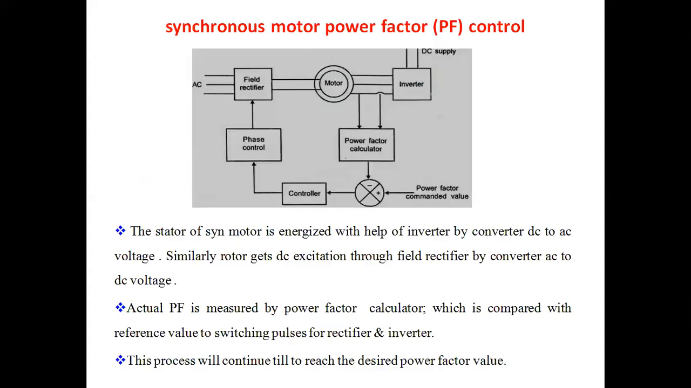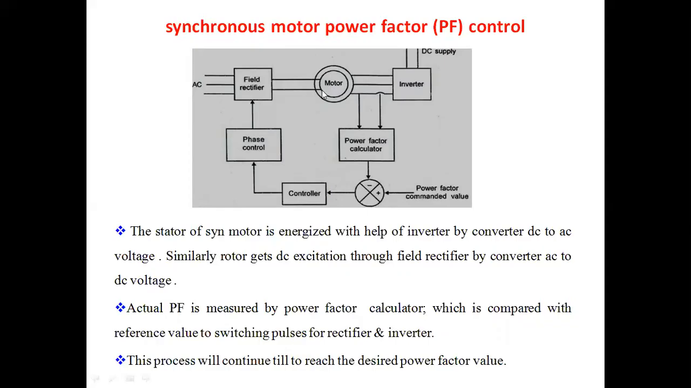Next one, synchronous motor power factor control. The synchronous motor is placed here in the block diagram. We have to give two supplies. One is for the stator: DC supply is given to the inverter, where the DC is converted into AC. That AC is directly applied to the stator of the synchronous motor drive.